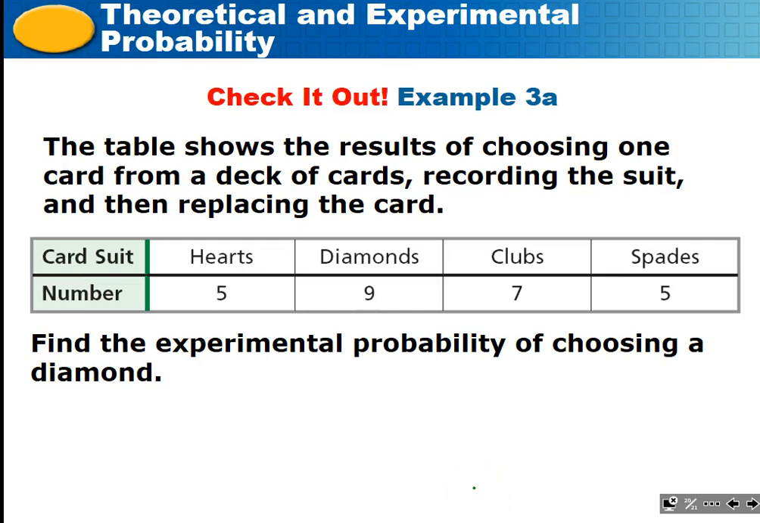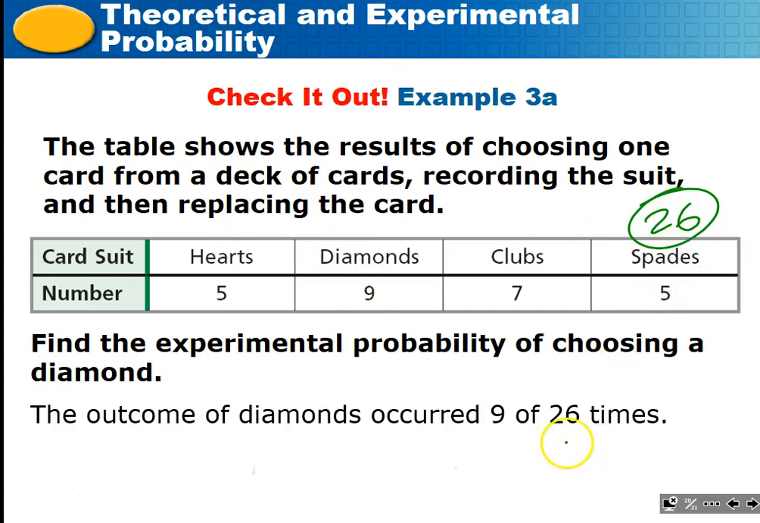The table shows the results of choosing one card from a deck of cards, recording the suit, and then replacing the card. So again, the first thing we have to do is add up all the cards that were actually used. So when we add 5 to 9, that's 14, plus 12 is 26. So we have 26 cards that were used. So if we're trying to find the experimental probability of choosing a diamond, then we're going to take this 9 and put it over that 26 right there. So 9 over 26, that can't be reduced, but we can divide 9 by 26, and that would give us, again, 0.346. Move the decimal 2 places to the right.